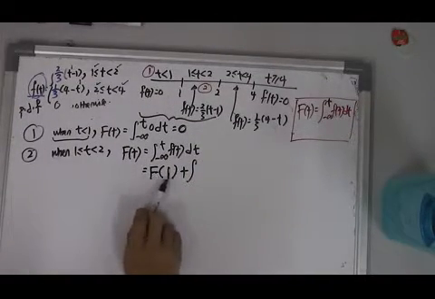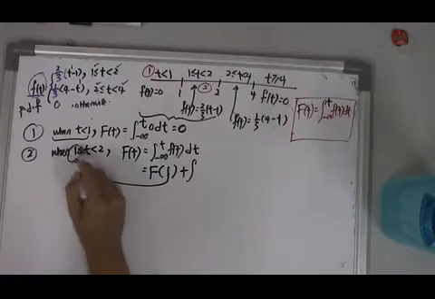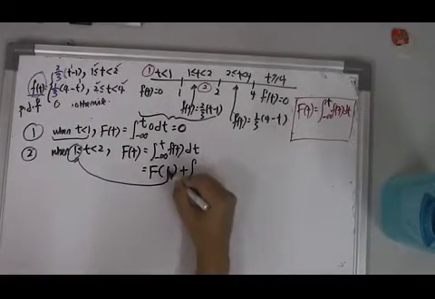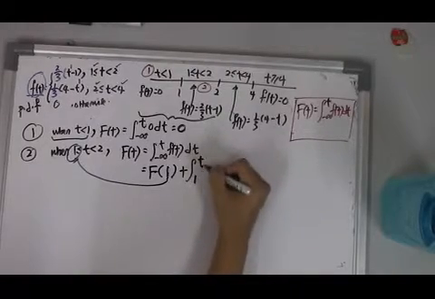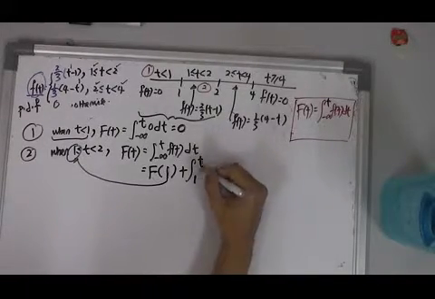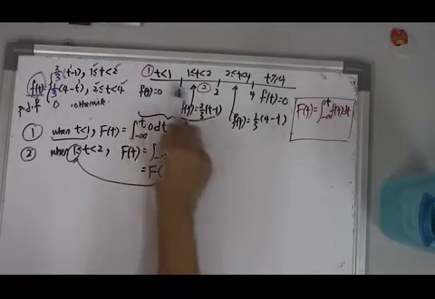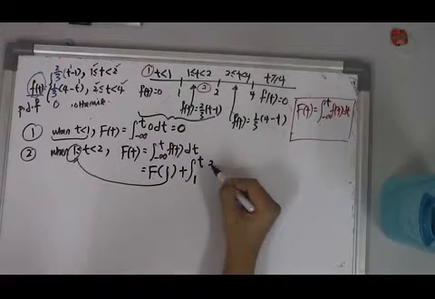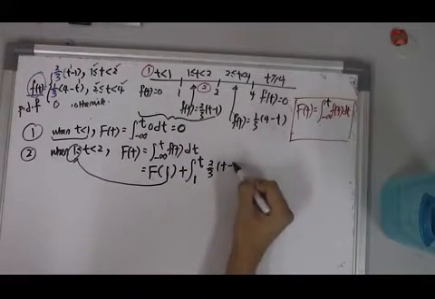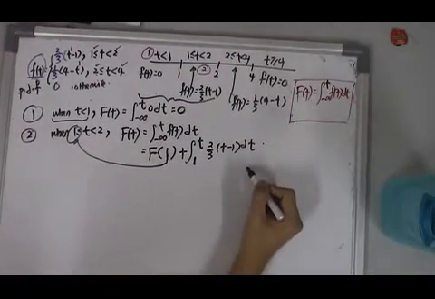Look at here, F(1). If here is 2, then here will be F(2). It is always the lowest boundary. Later you continue from 1 again up to t. Always end with t. So between 1 and 2, the function will be 2/3 (t minus 1) dt, right?